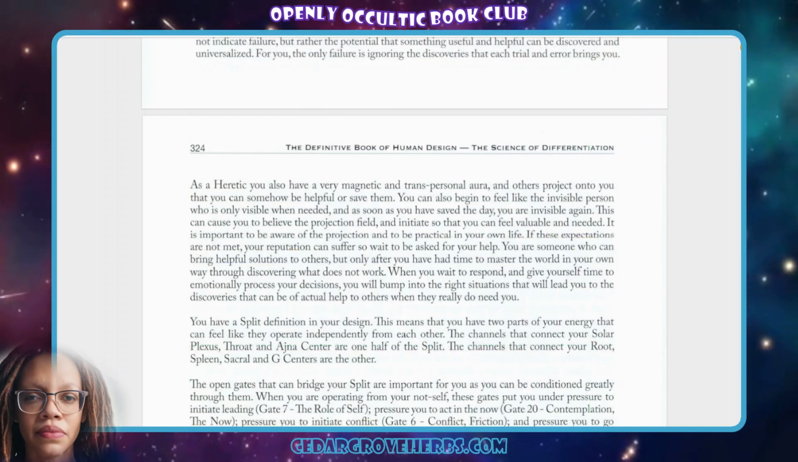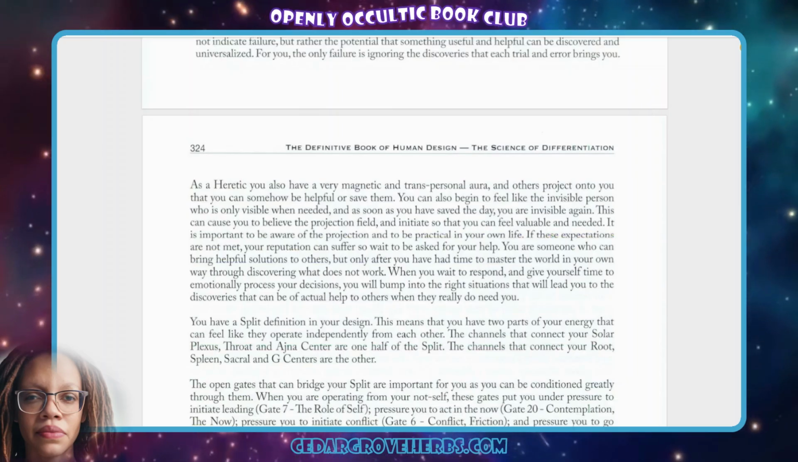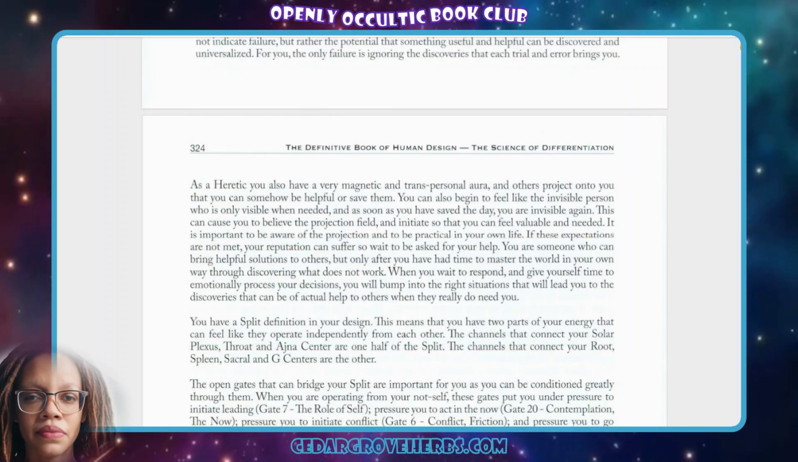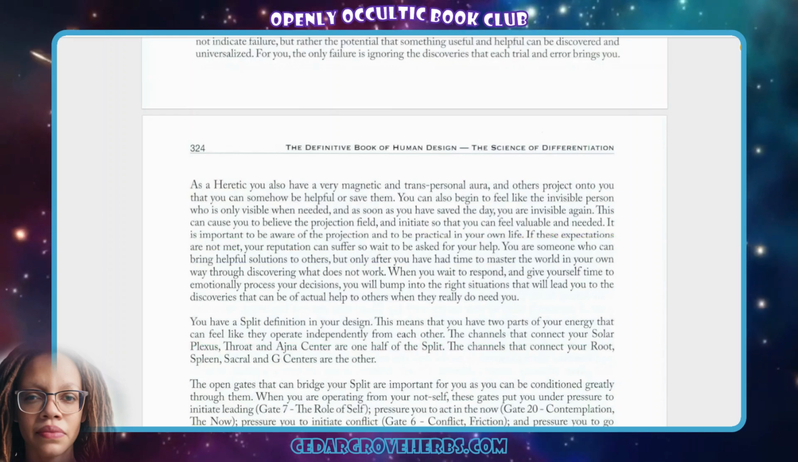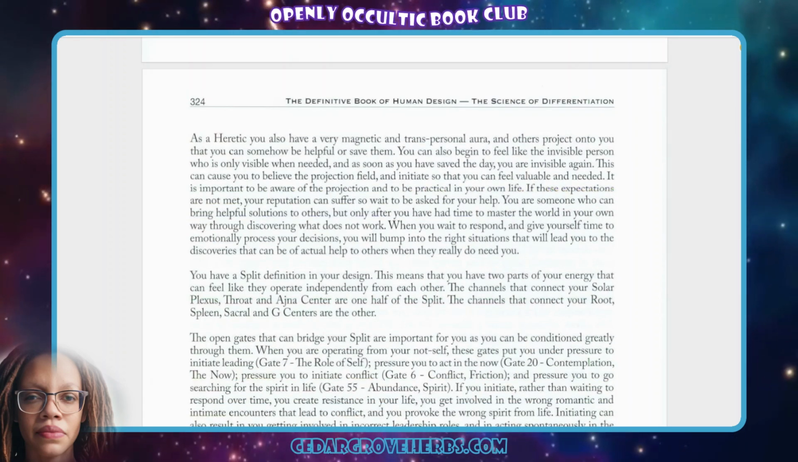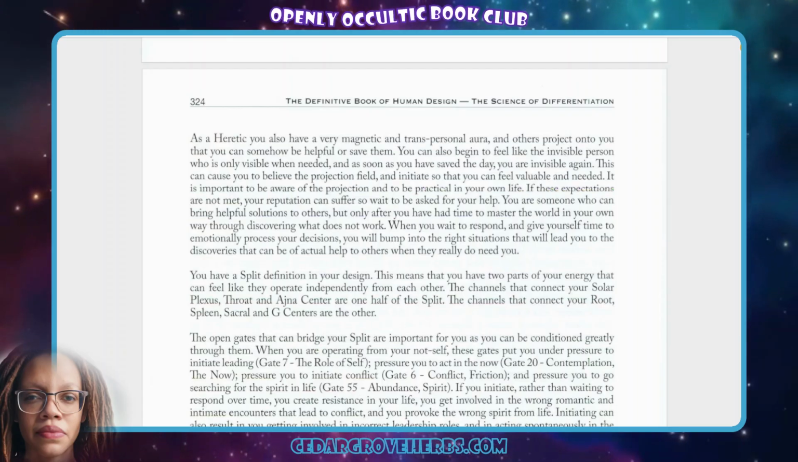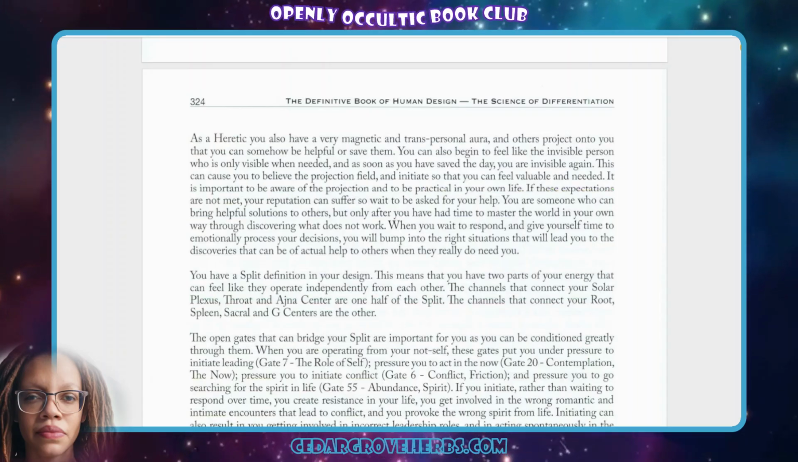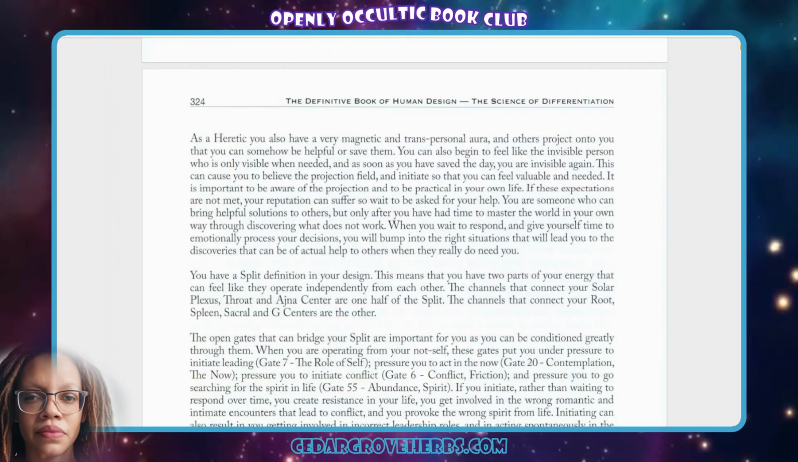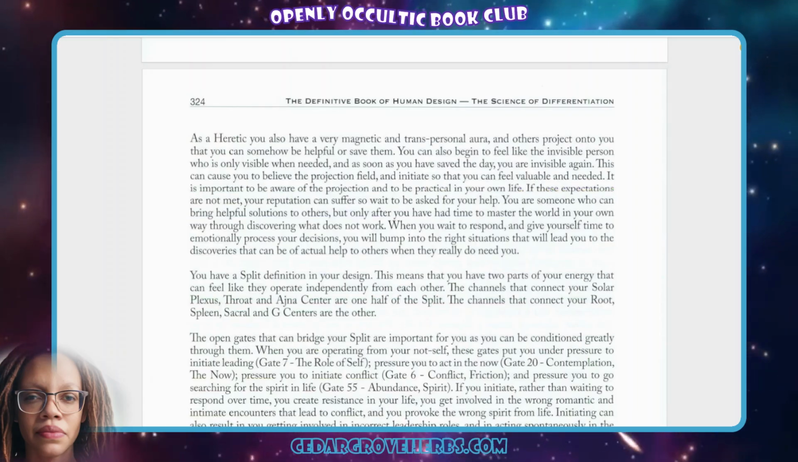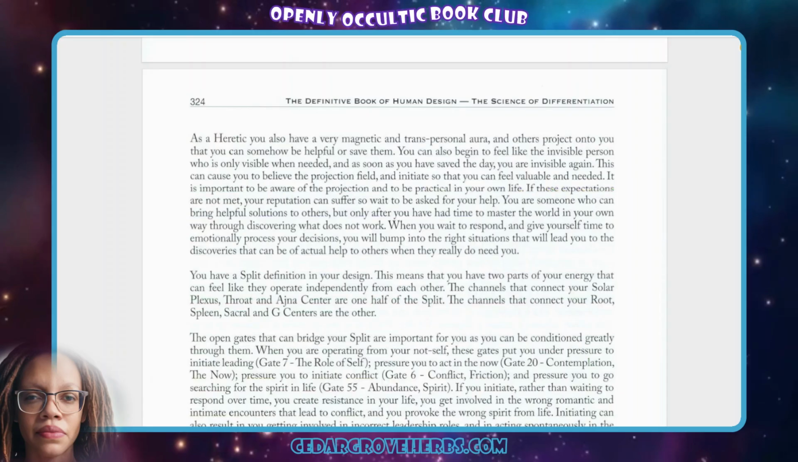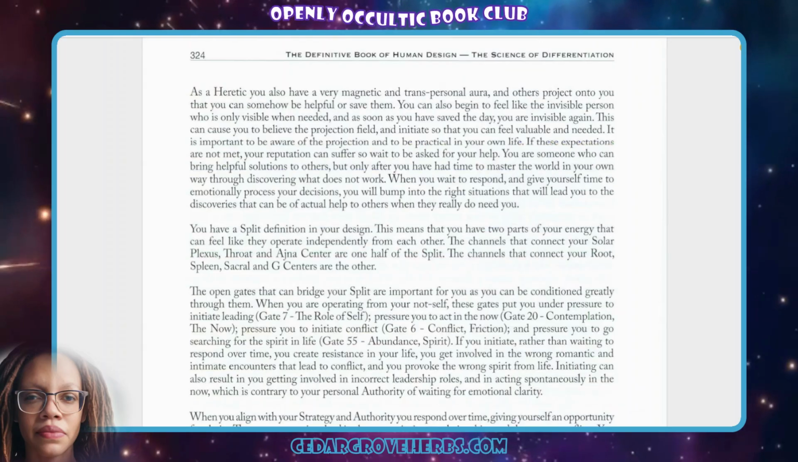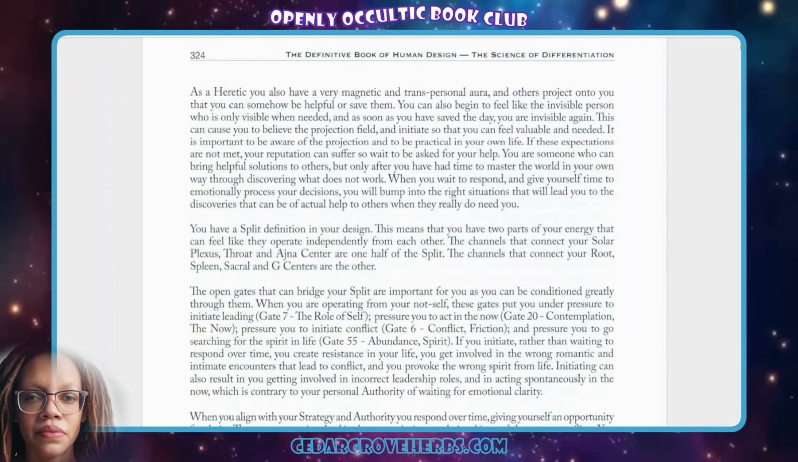When you wait to respond and give yourself time to emotionally process your decisions, you'll bump into the right situations that will lead you to the discoveries that can be of actual help to others when they really do need you, right? You have a split definition in your design. This means that you have two parts of your energy that can feel like they operate independently from each other. Sometimes you won't feel whole. The channels that connect your solar plexus, throat, and ajna centers are one half of the split, and the channels that connect your root, spleen, sacral, and G centers are the other.